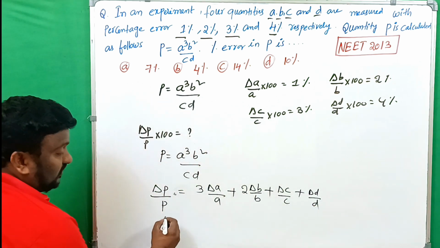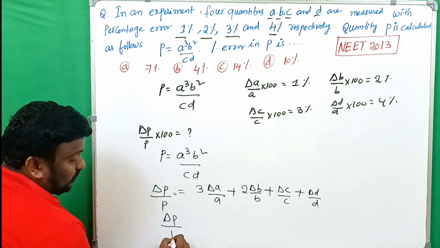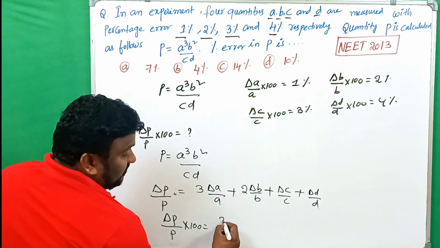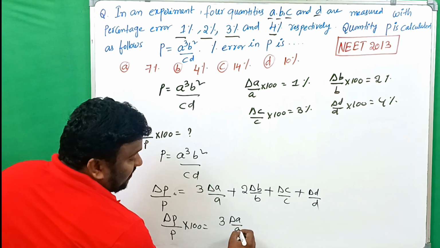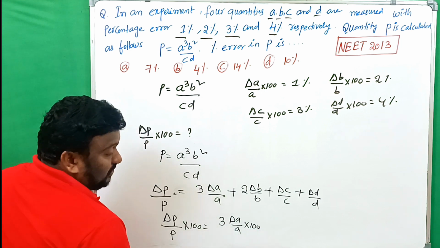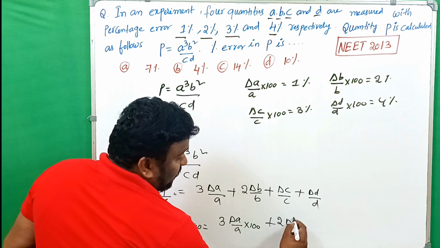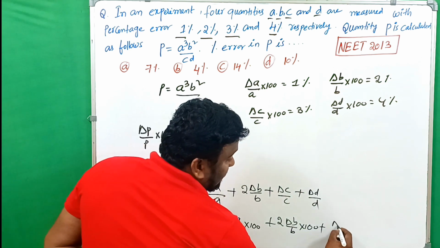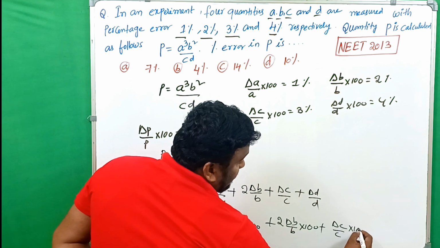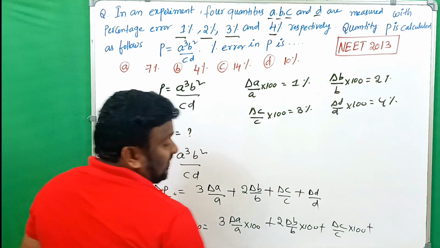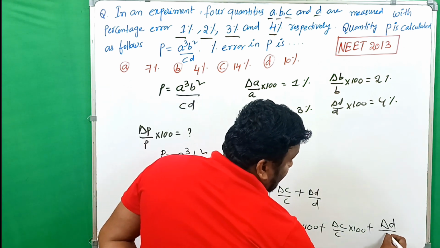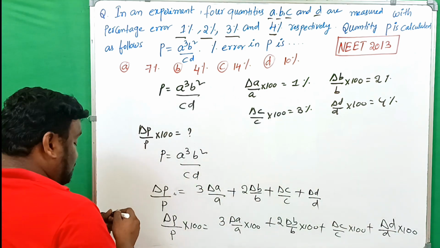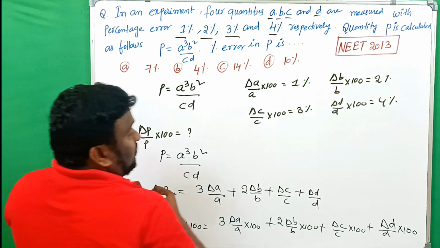So if you want to find out the percentage, simply we have to multiply the relative error with 100. Then what you get here? 3 into delta A by A into 100 plus 2 into delta B by B into 100 plus delta C by C into 100 plus delta D by D into 100. Clear? Now you have to substitute the values here.